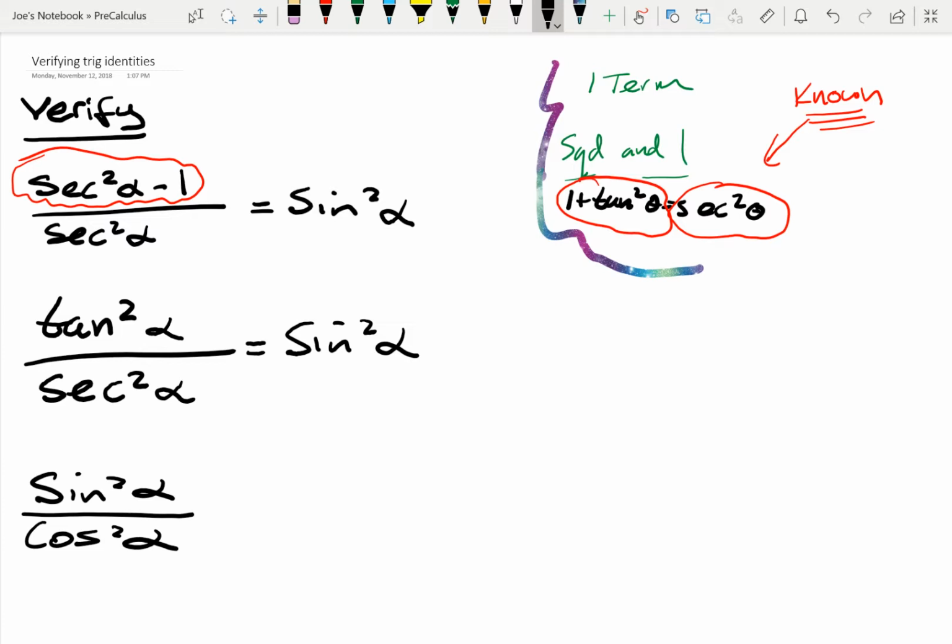So now my left side is sine squared over cosine squared. And make sure you can hear my words, it's being divided by secant squared, and you and I know that's 1 over cosine squared. So if it's being divided by 1 over cosine squared, it's being multiplied by the reciprocal of that, which is cosine squared over 1, which we can just write as cosine squared.